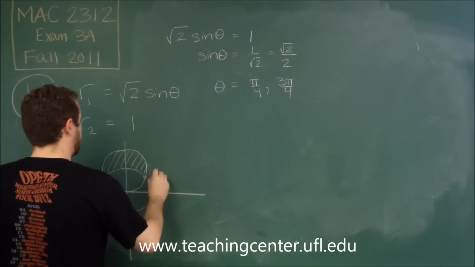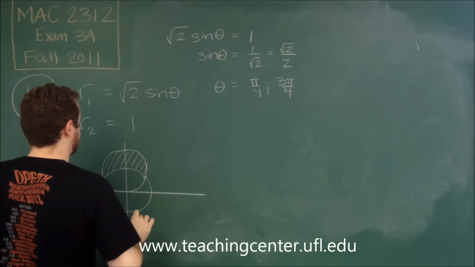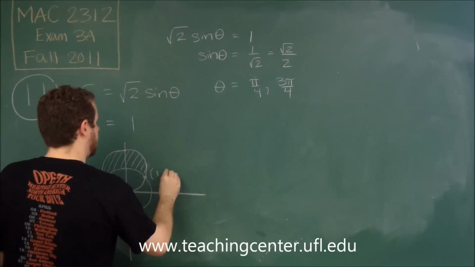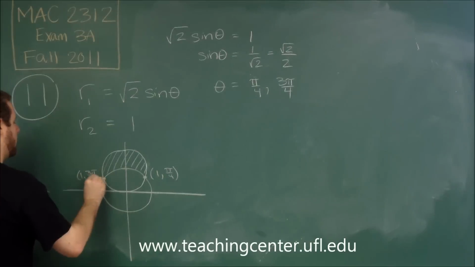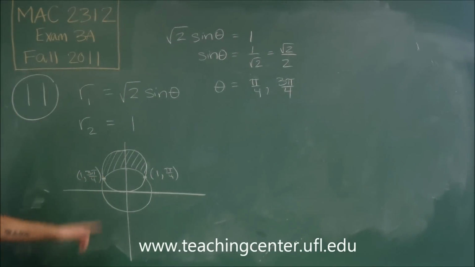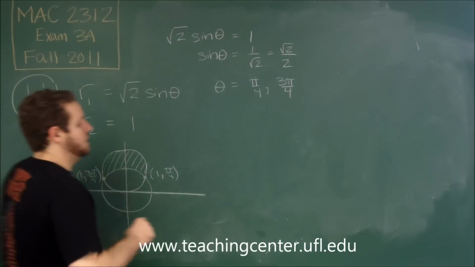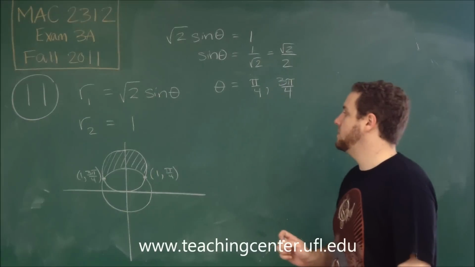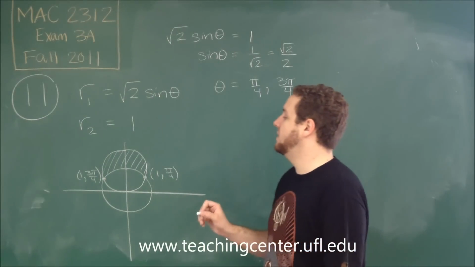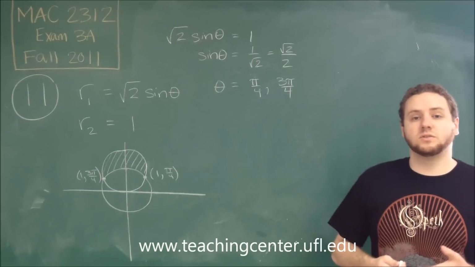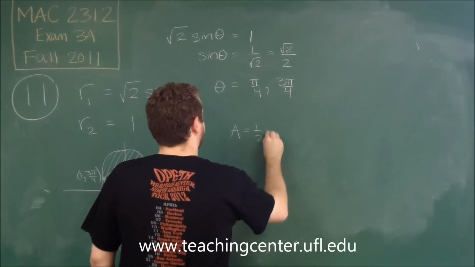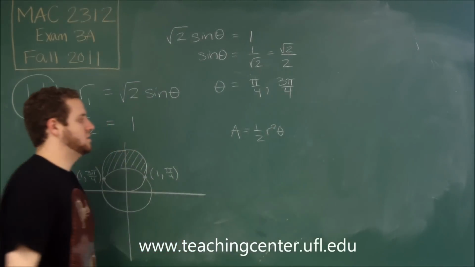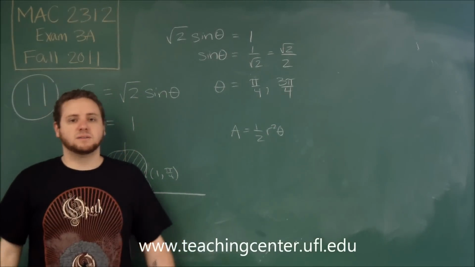So this point right here has r of 1, and we have pi over 4. And this point right here has r of 1, 3 pi over 4. We know those must have r of 1 because they lie on this circle. So we need to now integrate to capture that entire area. So remember that for finding the area of a section of a circle or some other polar graph, we're essentially using the formula A equals 1/2 r squared theta.